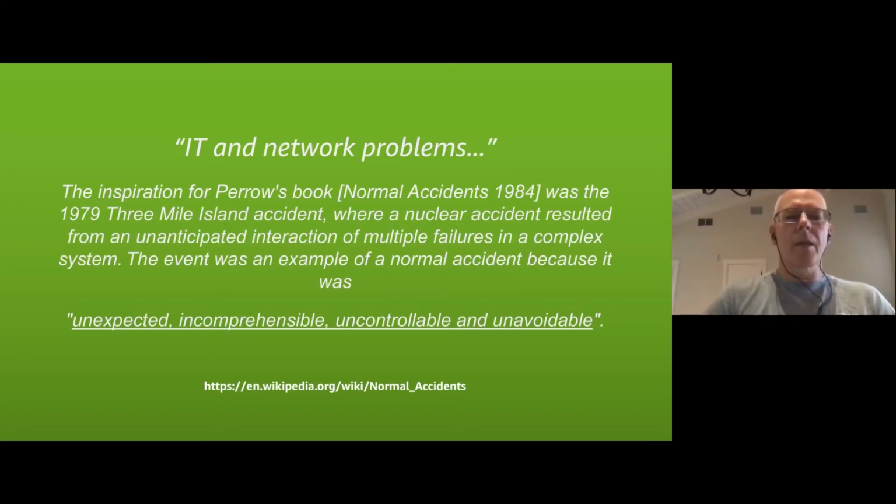So why is this? Well, here's an interesting book about this type of failure. Failures result from an unanticipated interaction of multiple failures in a complex system. That's what we build. And Perrow calls these normal accidents because they're unexpected, incomprehensible, and uncontrollable, but they're also unavoidable. You're definitely going to get these, so that's why they are normal. You should regard them as a normal outcome and something that you should be trying to manage.